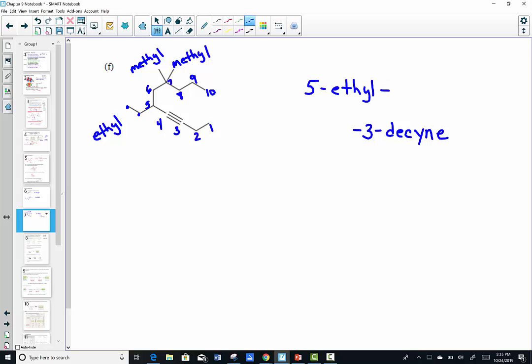At carbon number 7, and 7 again, there is a dimethyl. 3-decyne. We have all 3 branches named. We've located the triple bond, and we've listed them alphabetically. Beautiful. You'll have some more practice with your Skillbuilder.